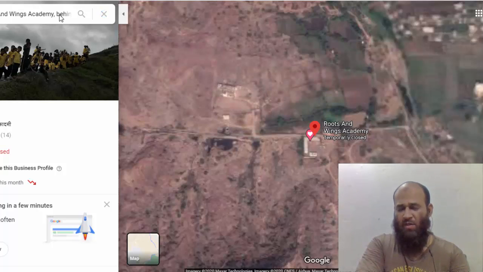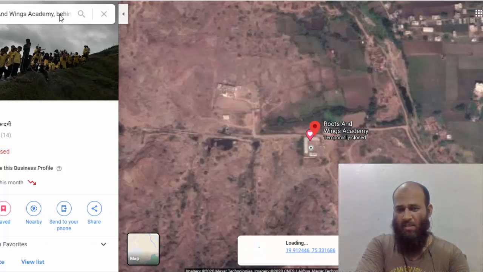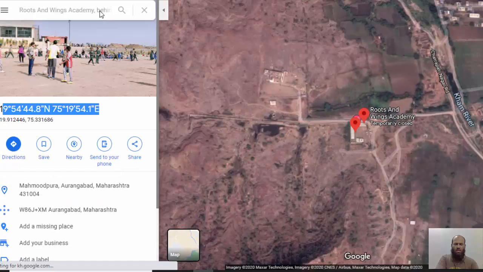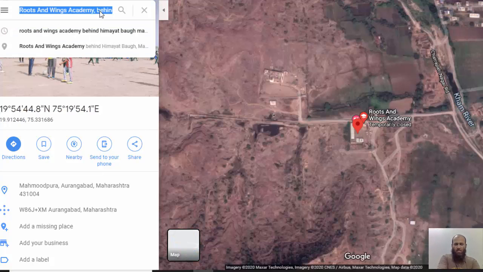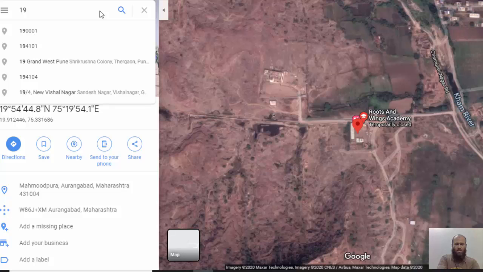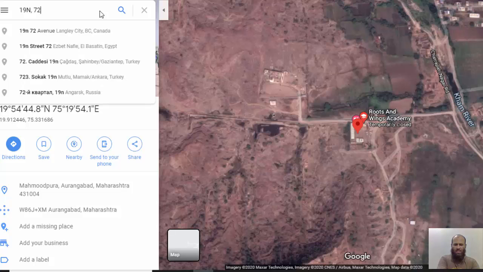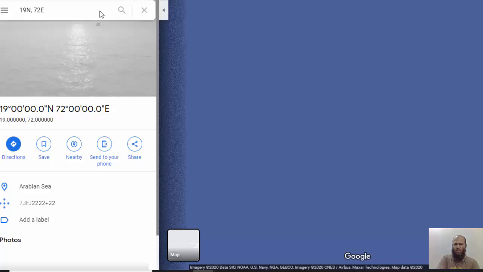Put our cursor over here and see, here you will get the coordinates. Click on it. You can again change the location. For example, as I told you when we were discussing Mumbai, 19 degrees north and what was that, 72 degrees east. What do you think will come up over here?